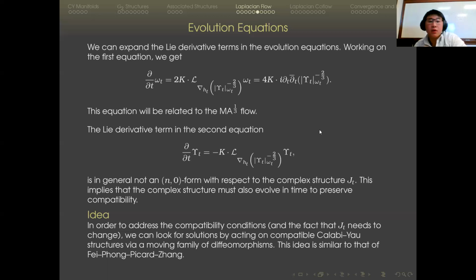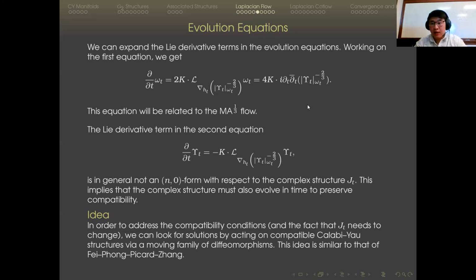Nevertheless, we can still look at the equations. If we expand the first one out, we can see that how omega moves is i ∂∂-bar of this norm term to the minus 2/3. All the t's there are just for time dependencies again. And we'll relate this top equation to the MA 1/3 flow.